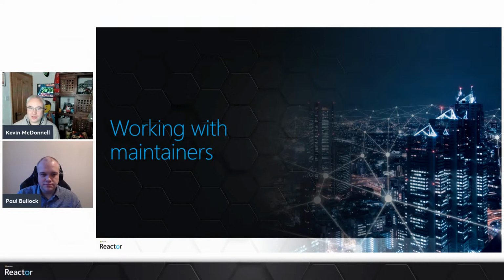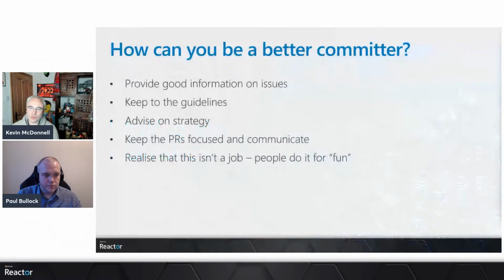So I think if we jump onto the next slide, one of the things that we're looking to cover now is how can you be a better committer? Now you know what a maintainer does. We talked about that, different things on there. How can you be a better committer? Some of the key things, we've covered this a little bit already, but providing good information in the issues, making sure you're clear if it is a bug, saying when it occurs, giving a way that's repeatable, making sure you read the guidelines.